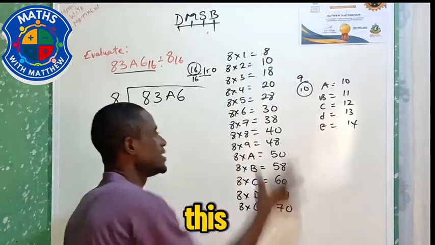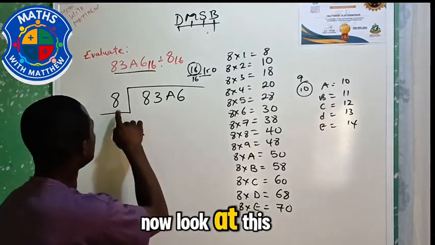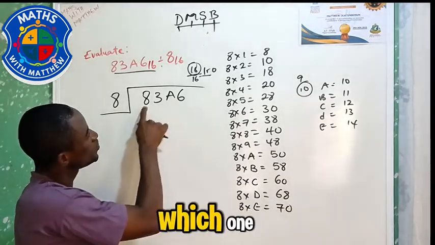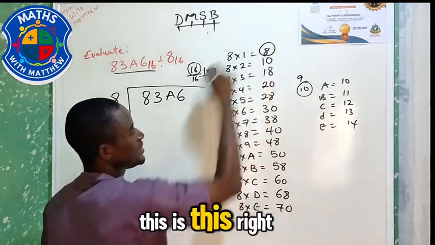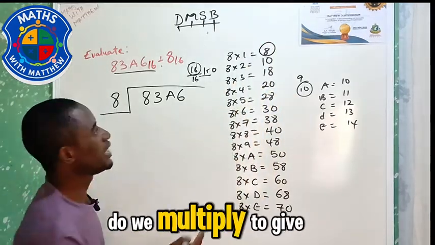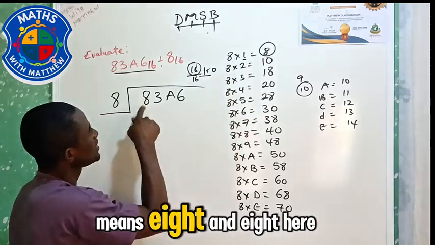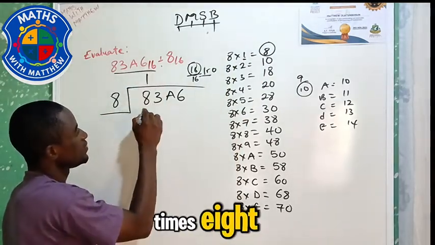So we just listed this. This is what you want to be using to get it. Now look at it. 8 in 8. Which one gives us the answer that is 8 here? How many 8 do we multiply to give us this 8? We have 1. So that means 8 in 8 here will give us 1. 8 times 8 will give us 8.